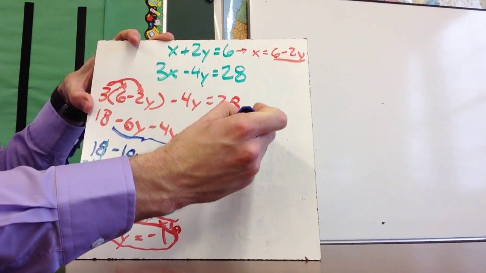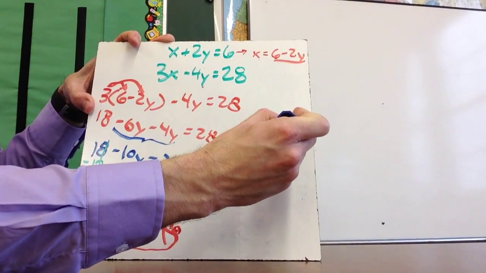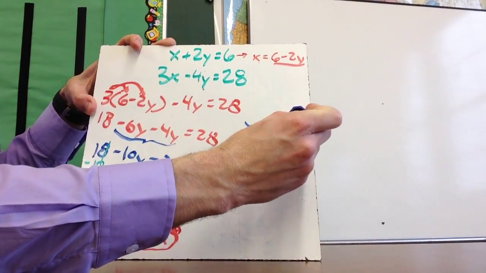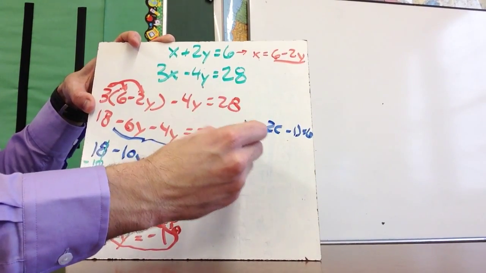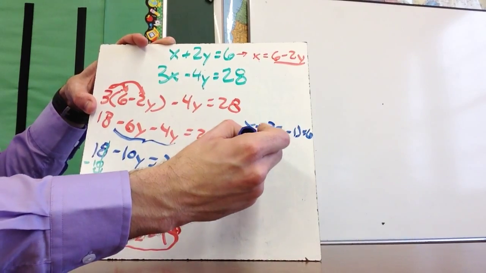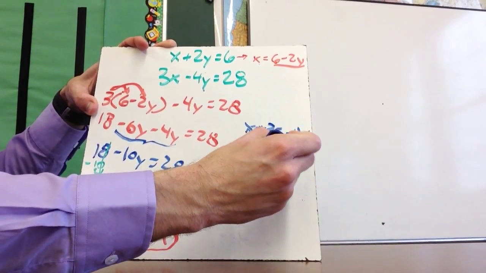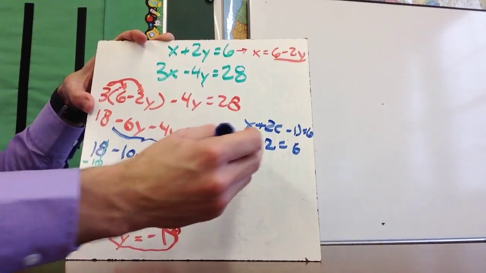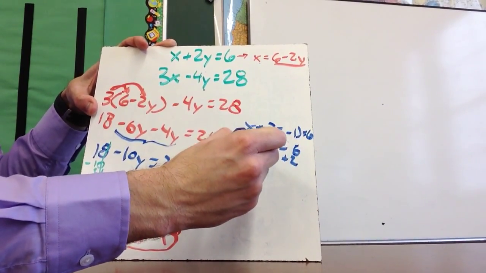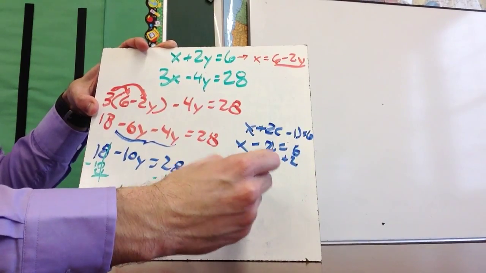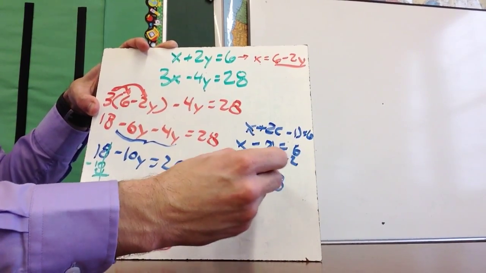So this becomes x plus 2 times negative 1 equals 6. x, 2 times negative 1 is minus 2, equals 6. I'm going to add 2 to both sides. This goes away, and I'm left with x equals 8.